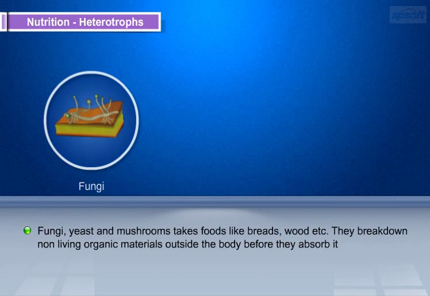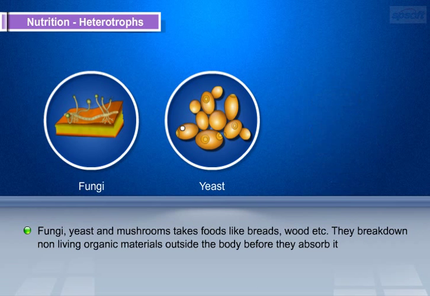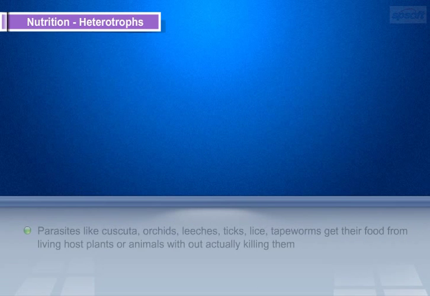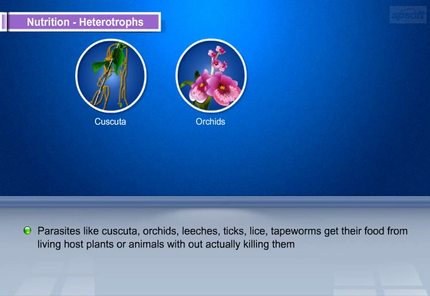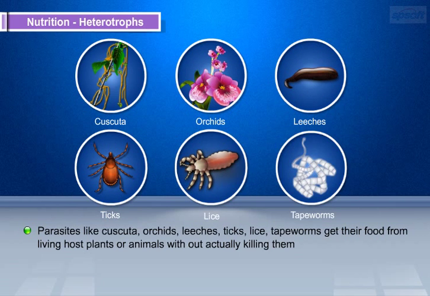The different ways of ingesting food are: fungi, yeast and mushrooms take foods like bread, wood etc. They break down non-living organic materials outside the body before they absorb it. Parasites like mosquitoes, orchids, leeches, ticks, lice and tapeworms get their food from living host plants or animals without killing them.